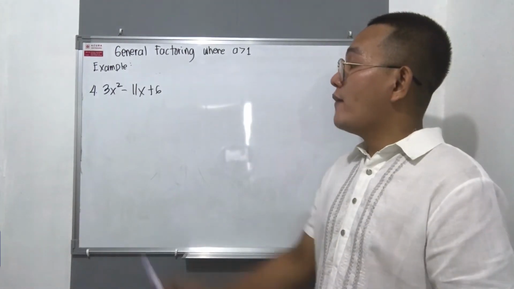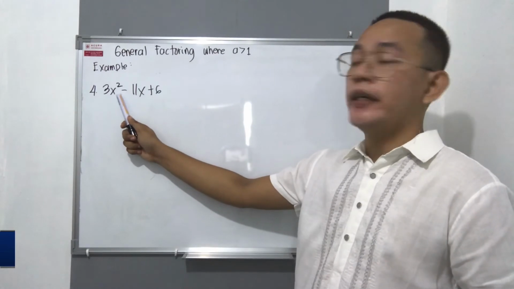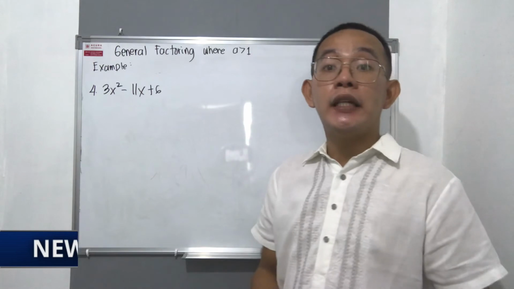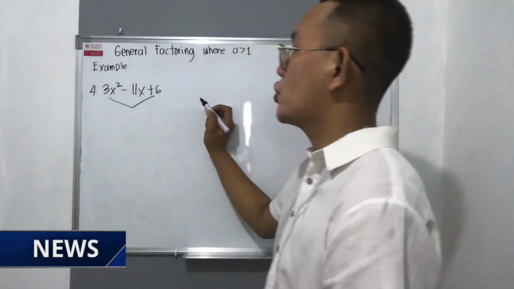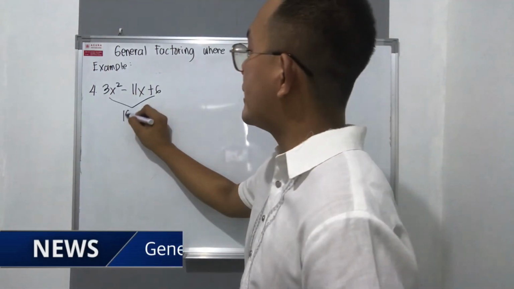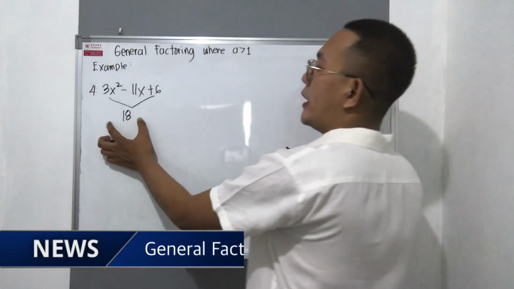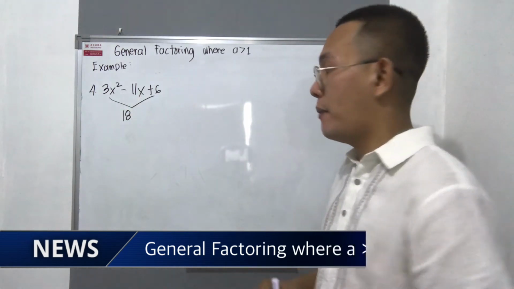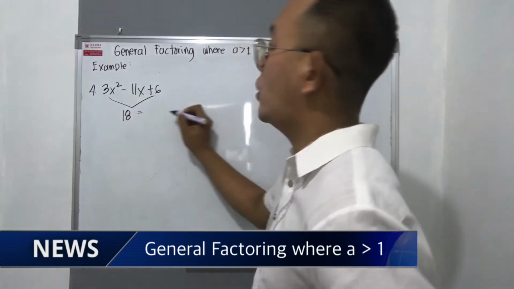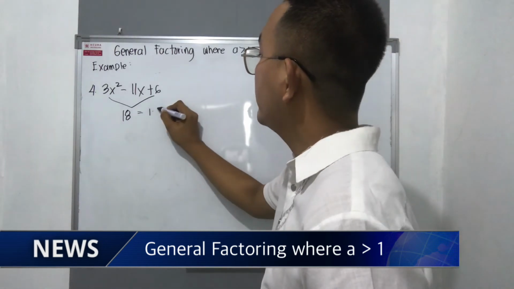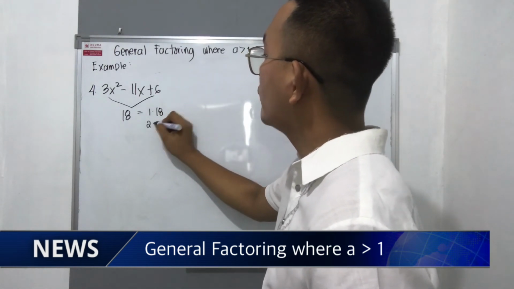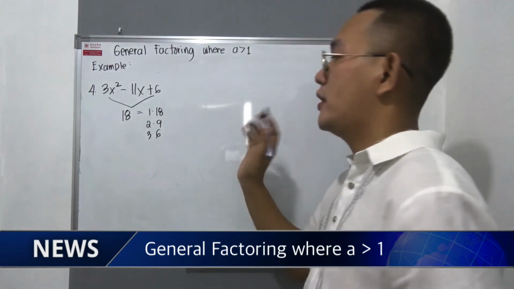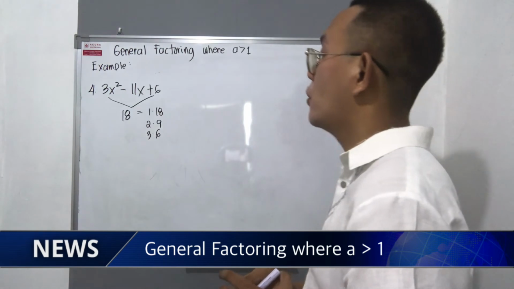Okay, next example natin for number 4, we have 3x squared minus 11x plus 6. Una natin gagawin is multiply natin yung first term natin sa last term. 3 times 6 equals to 18. From 18, kunin natin yung factor since sum yan. Pag in-add natin, dapat 11 yung lalabas. Sum. Okay, what's the factor of 18? The factors are 1 times 18. Pwede ring 2 times 9. Pwede ring 3 times 6, or 6 times 3, 9 times 2, and 18 times 1.